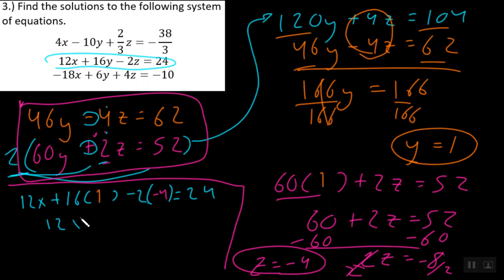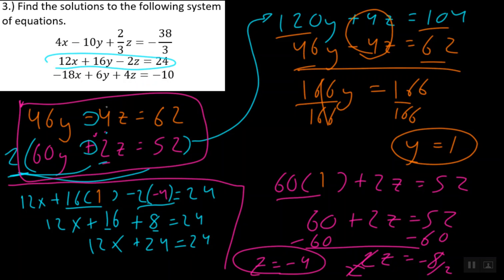We know that we have 12x plus 16 times 1 is 16. And negative 2 times negative 4 is positive 8. A negative times negative is a positive, be careful, is equal to 24. And now I know that I have 12x plus, let's see, 16 plus 8 will actually give us 24 is equal to 24. And now we're just solving for x. We can subtract 24 from both sides, minus 24. And I'll just kind of write it over here. And now we have 12x is equal to 0.